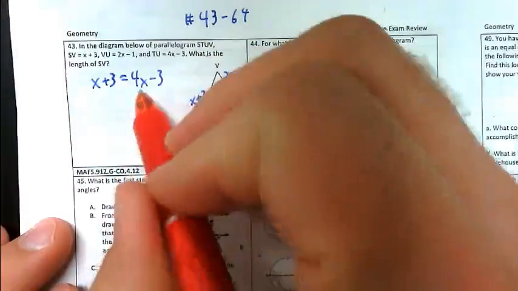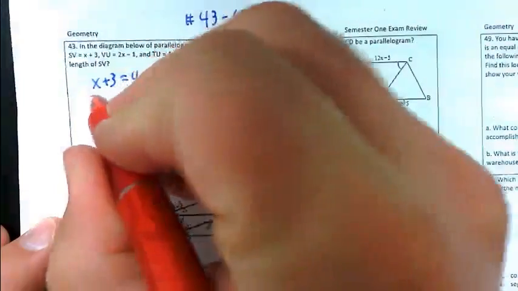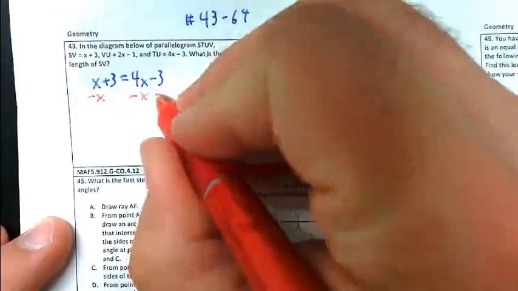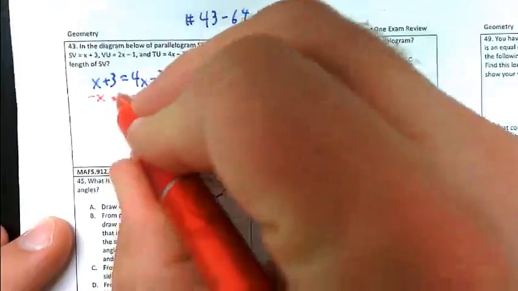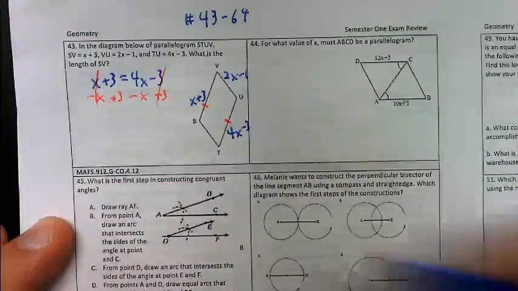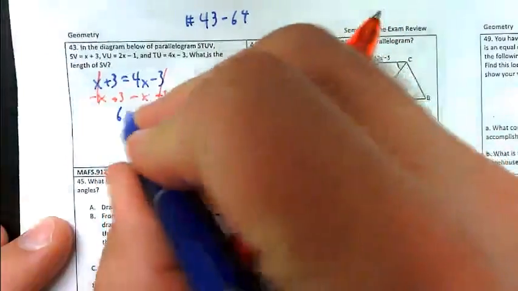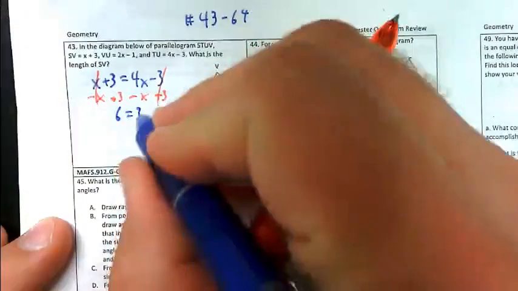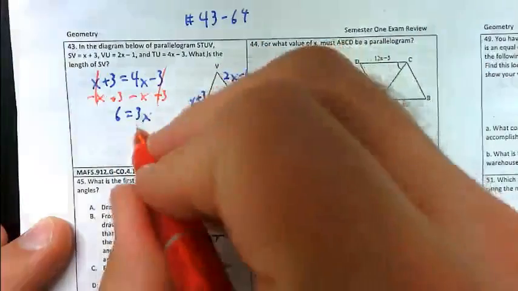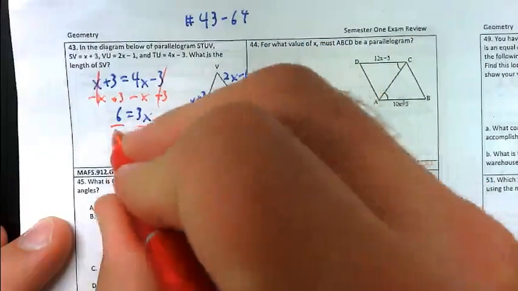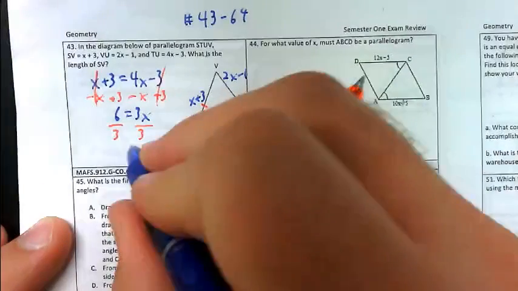Now, bring this x over to the side by subtracting it. Bring this 3 over to that side by adding it. We're left with 6 equals 3x. We've got to get x by itself, divide by 3, and x is 2.